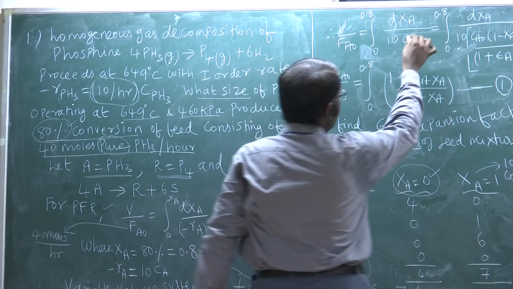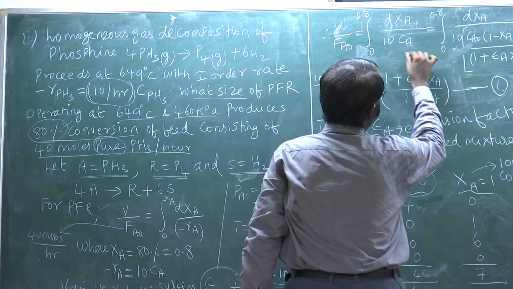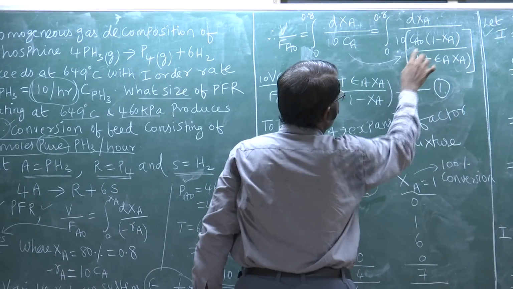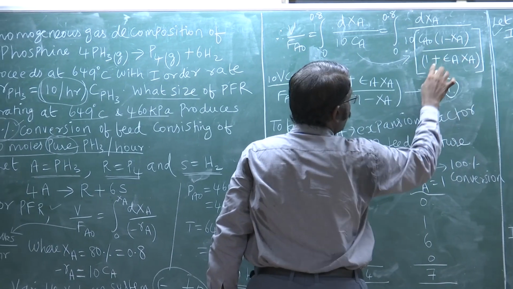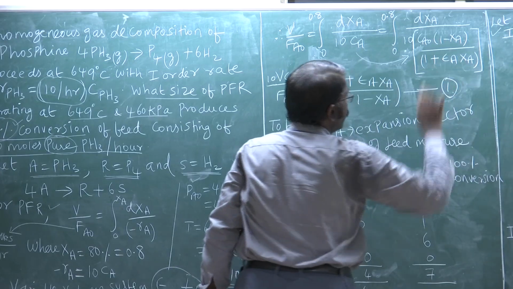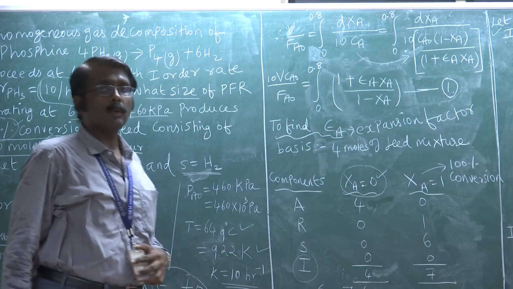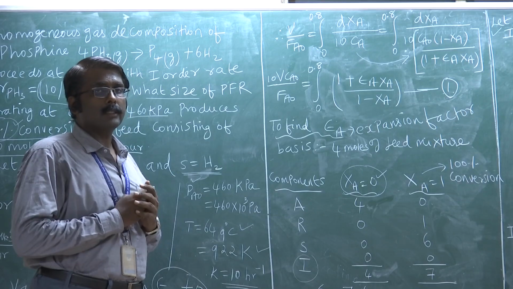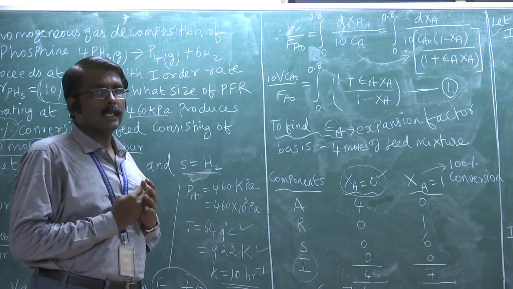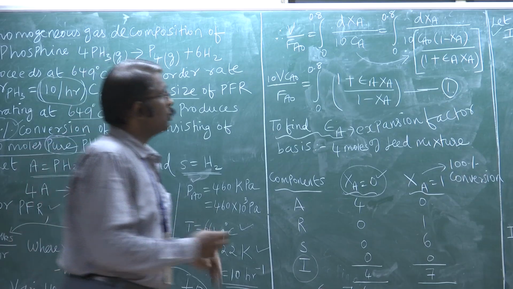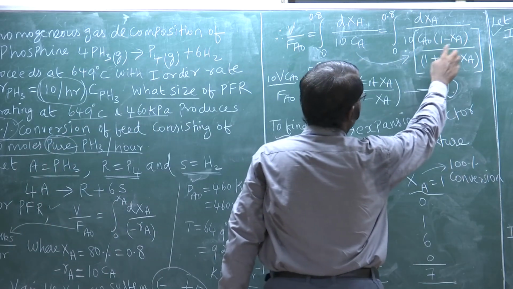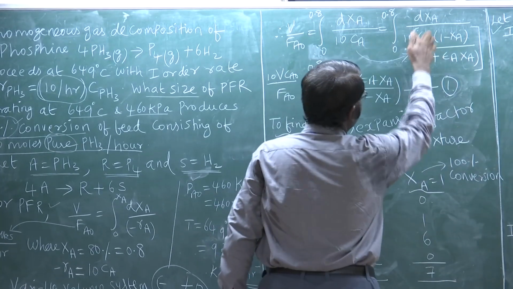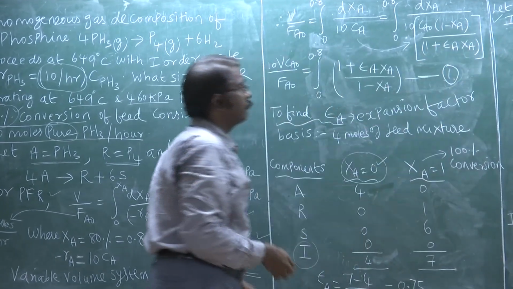Now, for a varying volume system, this Ca is replaced with an equation of this form. Ca is equal to Ca naught into 1 minus Xa divided by 1 plus epsilon A into Xa. So we have to include the expansion factor also when we calculate the Ca value for a system where the volume is changing with respect to the conversion. So Ca is replaced with this entire square bracket term.